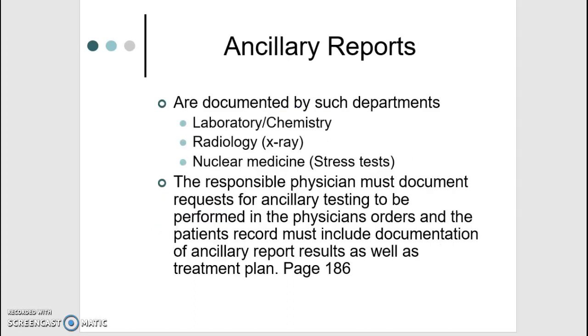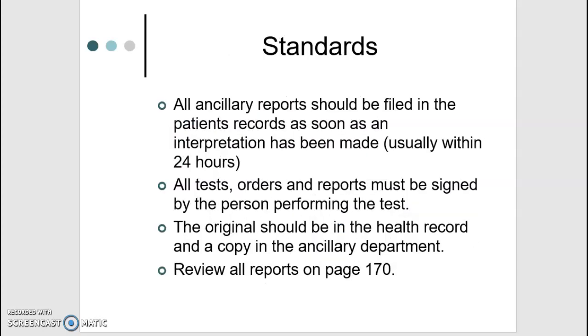There needs to be a record of the vital signs, along with the level of consciousness, any IV fluids, and drugs administered. Your ancillary reports are documented by such departments as lab, chemistry, blood, radiology, and nuclear medicine, which would be stress tests. Keep in mind your lab and chemistry could be blood work, but also maybe a urinalysis, anything that they would do in the lab. The responsible physician must document requests for ancillary testing in the physician orders, and the patient record must include documentation of ancillary report results as well as the treatment plan.